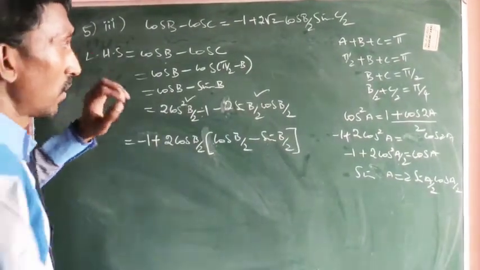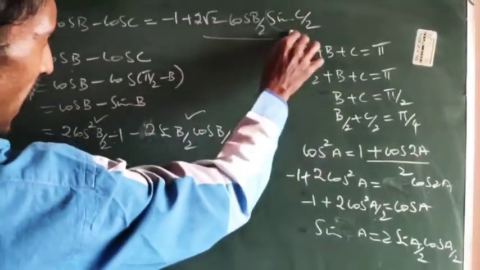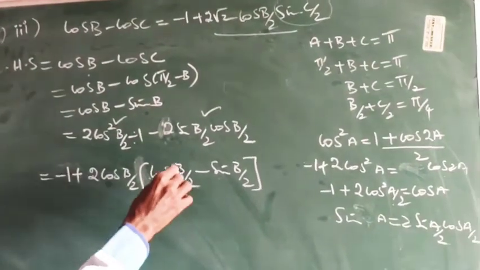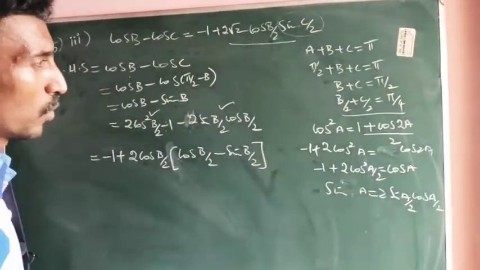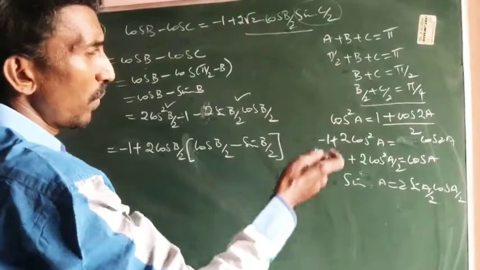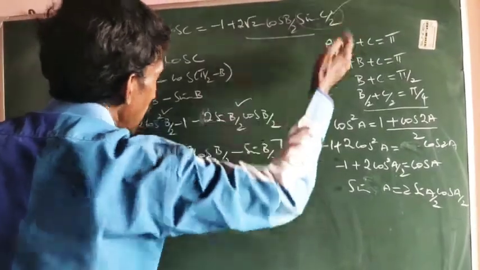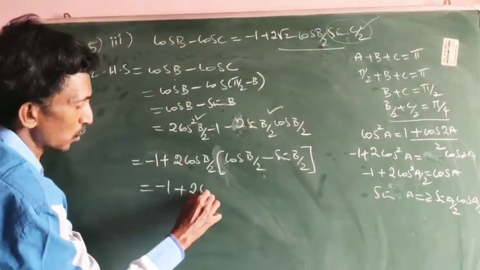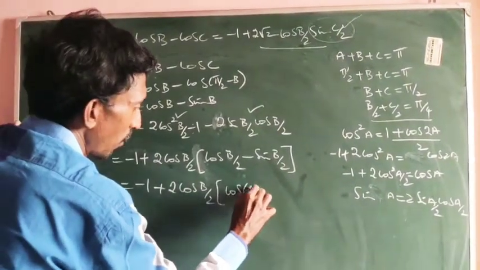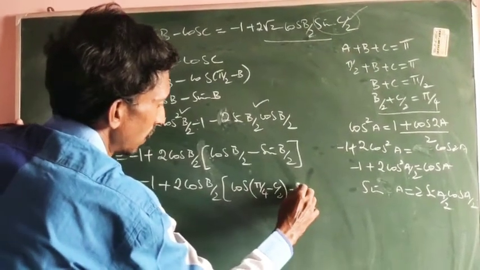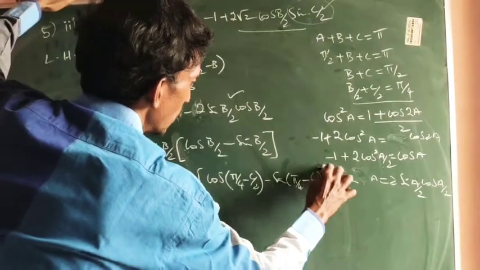So look at my dear student, we are moving according to the answer. Look at the right hand side, cos B by 2, that is over, but next sin C by 2 is there. So we need C by 2 in this place of B by 2. So use this condition, B by 2 plus C by 2 equal to 45. So B by 2 equal to 45 minus C by 2. So write B by 2 in terms of C by 2, that is present in the answer. So minus 1 plus 2 cos B by 2, cos B by 2 is nothing but cos(45 minus C by 2) minus sin(45 minus C by 2).